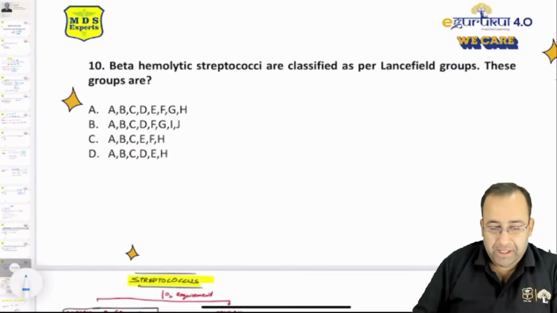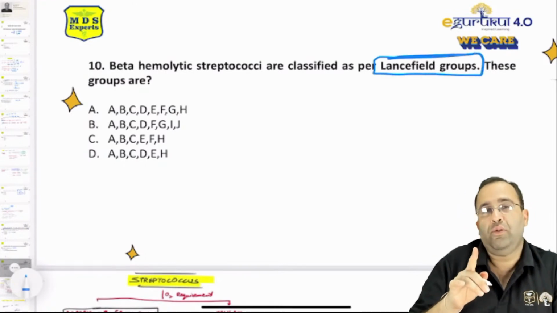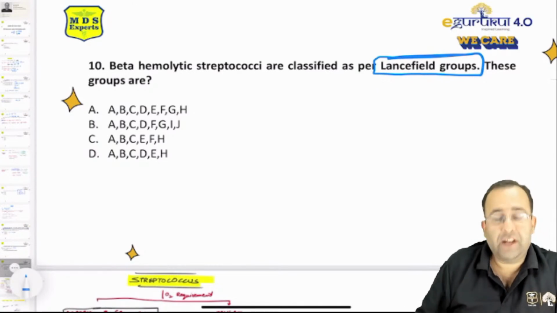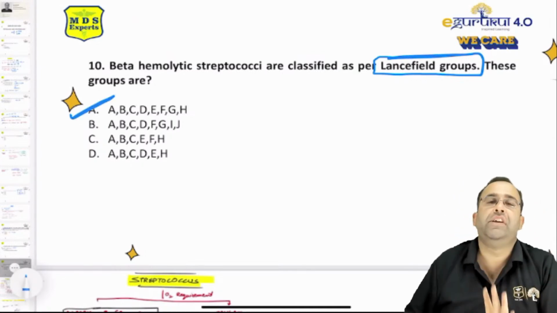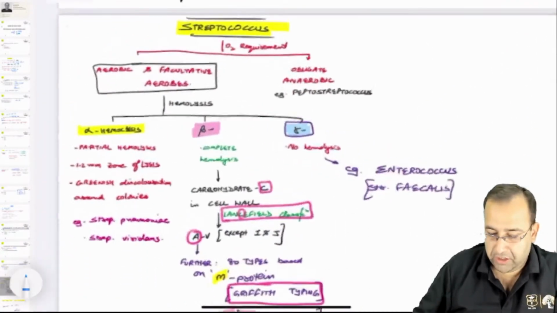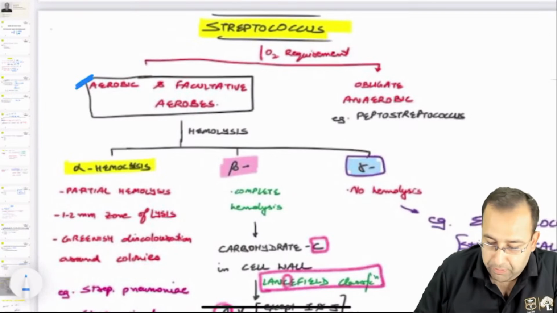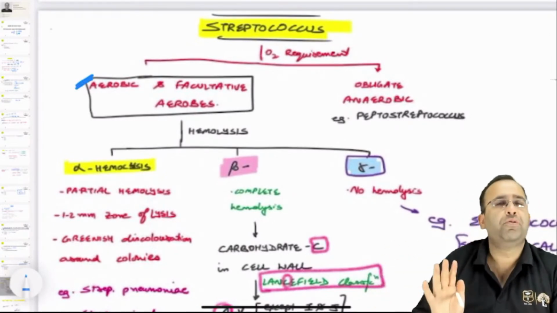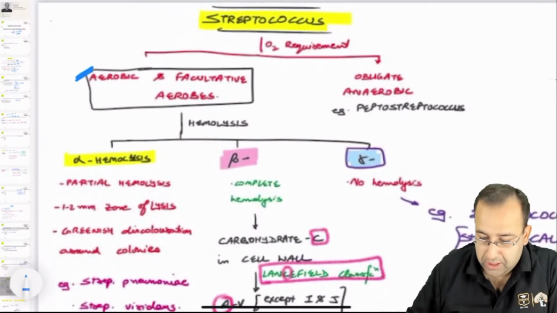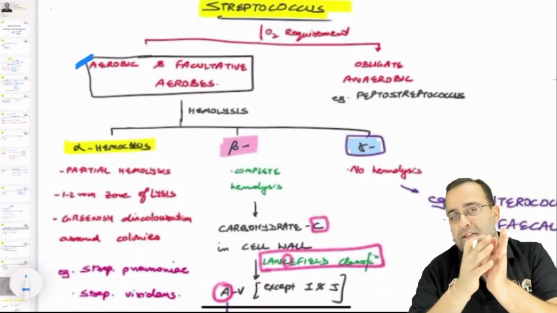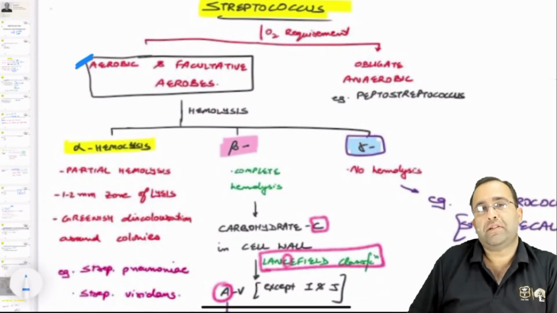Next and lastly, beta hemolytic streptococci, as per the Lancefield classification, are classified into A to V except I and J. So let us have a look at the classification of Streptococcus. On the basis of oxygen requirement, I can classify Streptococcus into aerobic or facultative aerobes versus anaerobic. Anaerobic is the Peptostreptococcus, not much concerned. Aerobic Streptococci, on the basis of hemolysis on blood agar, are of three types. Alpha hemolysis, that is partial hemolysis, beta hemolysis, complete hemolysis, and gamma is no hemolysis.